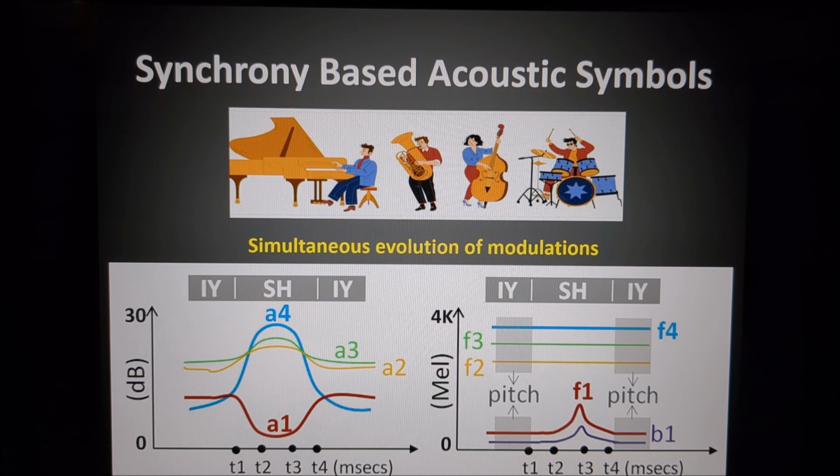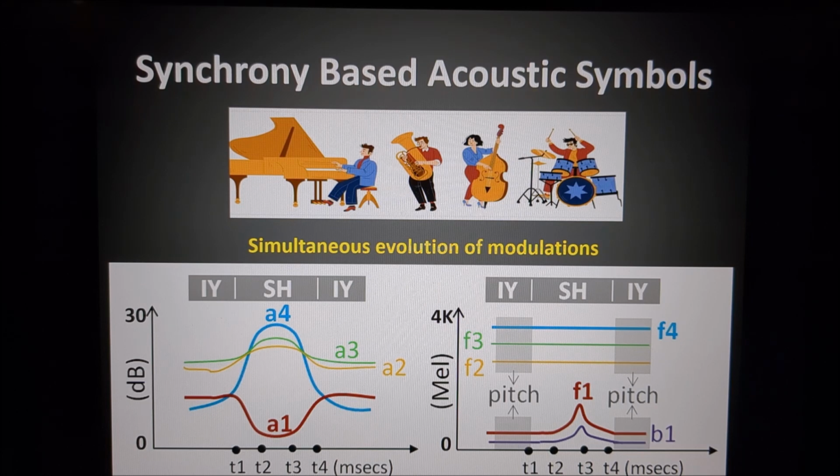For example, notice in the bottom left figure that when the amplitude modulation A4 shown in blue rises up, A1 shown in red drops down, and vice versa. Also, the maximum gap between A4 and A1 for sh is greater than 20 dB. Also for sh, A2, A3, and A4 are grouped closely together and far away from A1.